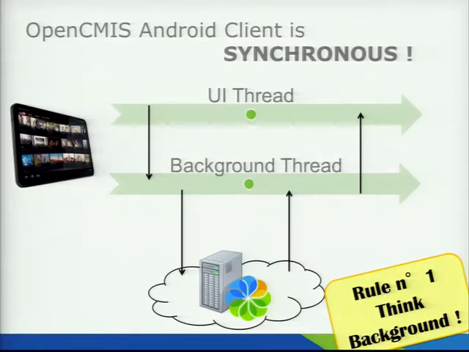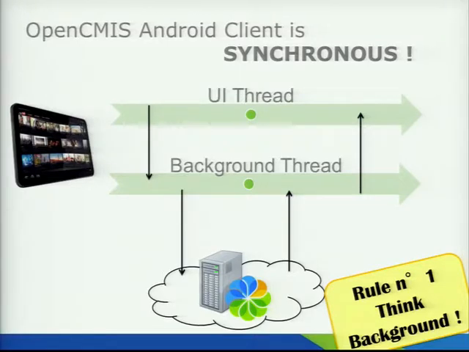One major important point on the OpenCMIS Android client: it's a synchronous library. So if you touch the screen, requesting information from the server, and you have to wait 5 seconds, 10 seconds, 20 seconds because there's some latency on your network, it's not possible to wait for this information. So you have to create what is called a background thread to retrieve this information and not block the UI display.